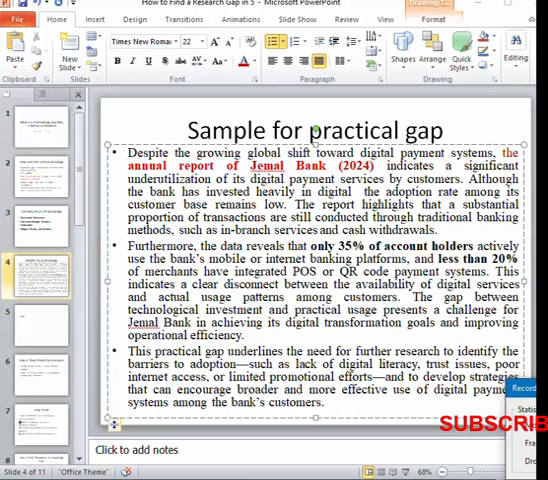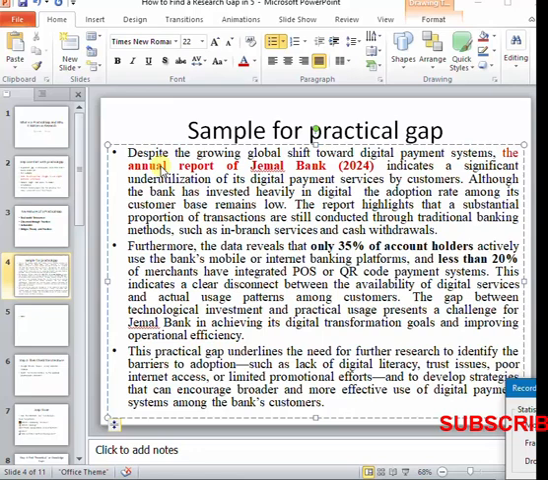Furthermore, you can add that the data shows that only 35% of account holders in Jamal Bank actively use the bank's mobile or internet banking platform or digital payment systems. And also less than 20% of merchants have integrated POS machines or QR code payment systems. So this indicates a clear disconnect between the availability of digital services and the actual usage pattern among customers. So now you can state your practical gap in this way.